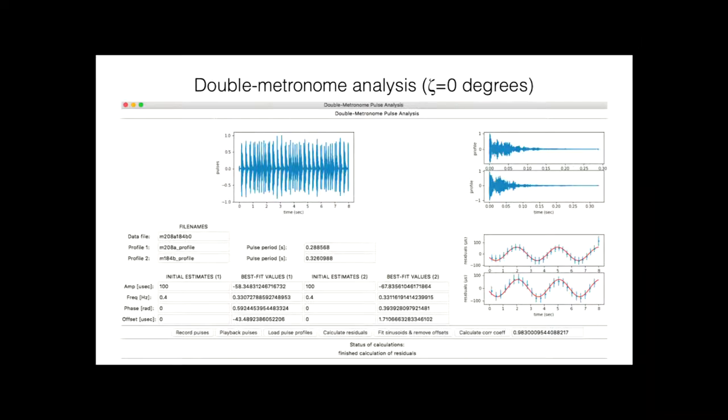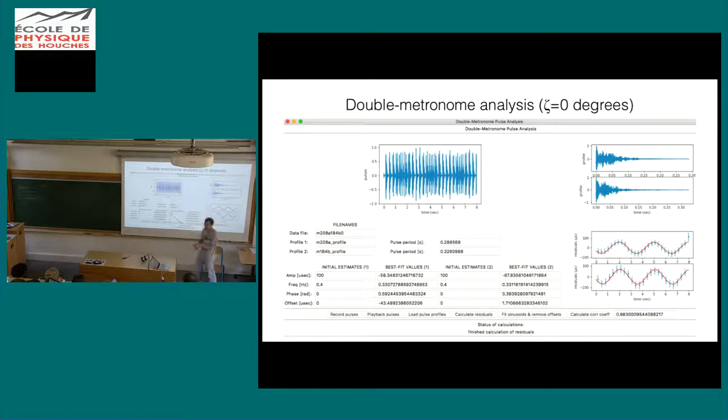And then we do the double metronome analysis. So here's some sample data for an analysis where the two metronomes are in the same position, so the angle is 0 here. These values here correspond to sinusoidal fits to the data.